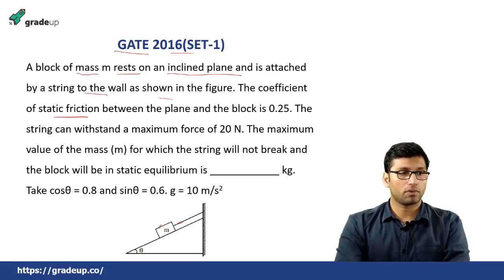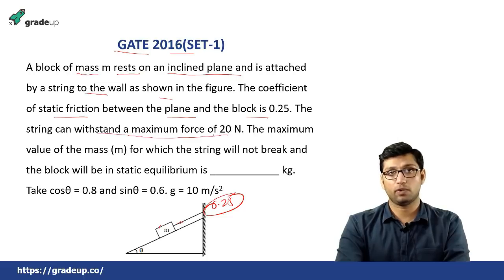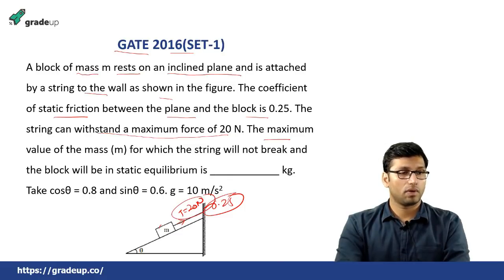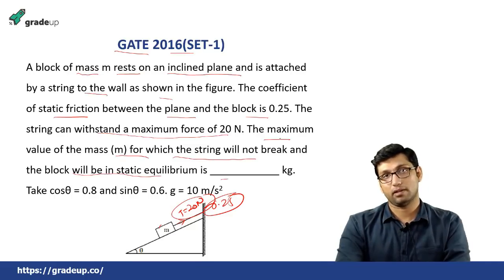Okay, and the coefficient of friction between the plane and the block is given as 0.25. The string can withstand a maximum force of 20 Newton. So the maximum force that this string can withstand is given to you, which is 20 Newton. So this tension is given to you as 20 Newton. Now you have to find the maximum value of mass for which the string will not break and the block will be in static equilibrium.